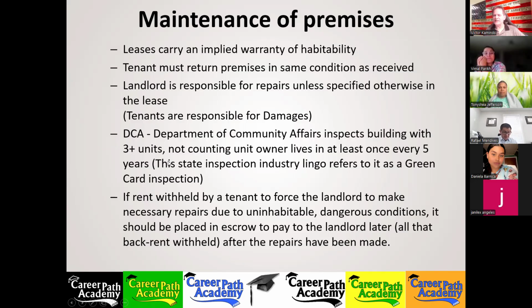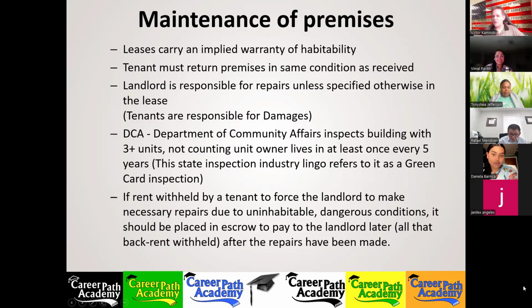Now, the industry lingo for that state inspection, we usually call it the green card inspection, because when you passed inspection in the past, they gave you a passed inspection certificate on a card that was green. Okay, so the green card inspection, that's where that name comes from. It has nothing to do with immigration, okay? The green inspection is just because the card is green.